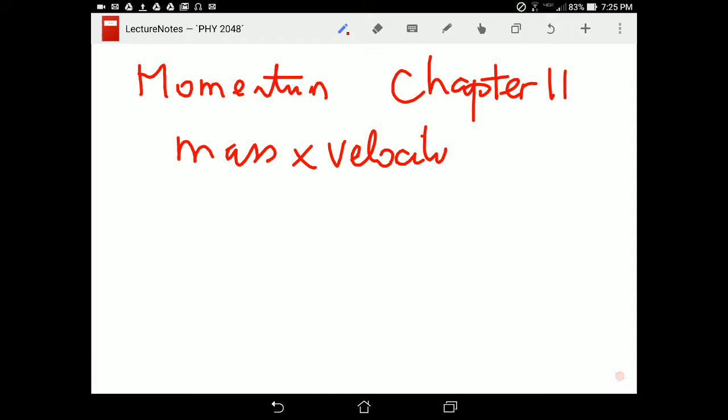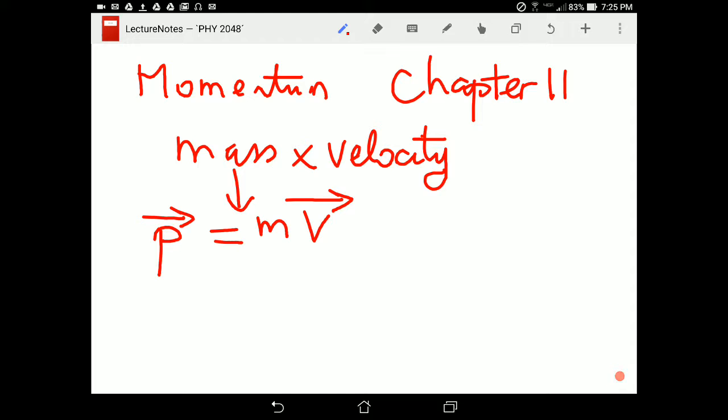If we use a more scientific or more abstract notation, we'd use the letter m for mass and v for velocity, the vector velocity v. A standard choice of letter for momentum is the letter p, so we'd come up with p equals mv.